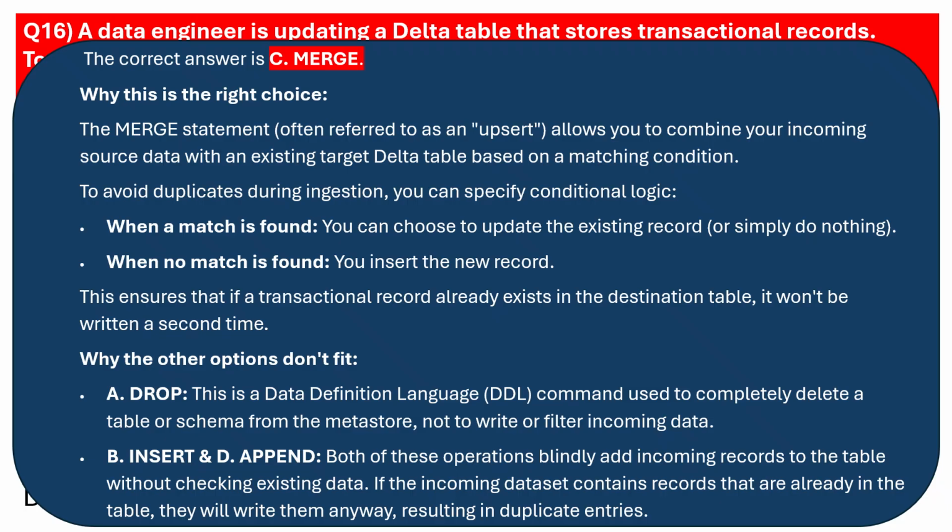Why the other options don't fit? A. Drop. This is a data definition language, DDL, command used to completely delete a table or schema from the metastore, not to write or filter incoming data. B. Insert, and D. Append. Both of these operations blindly add incoming records to the table without checking existing data. If the incoming dataset contains records that are already in the table, they will write them anyway, resulting in duplicate entries.